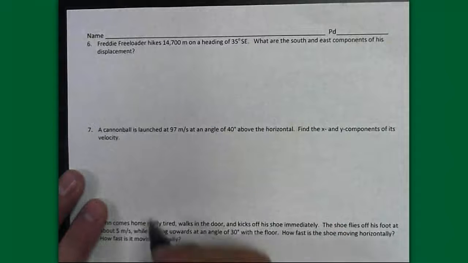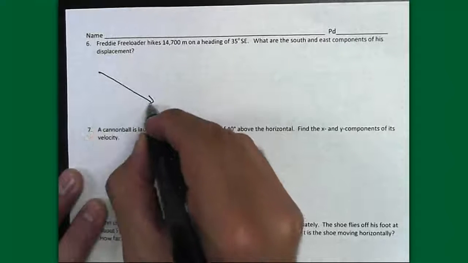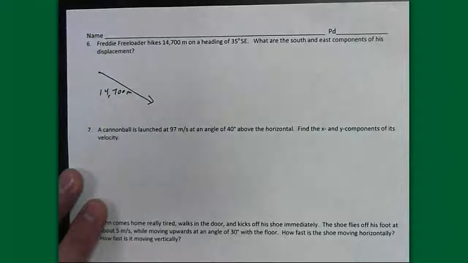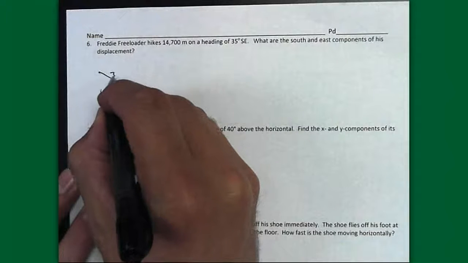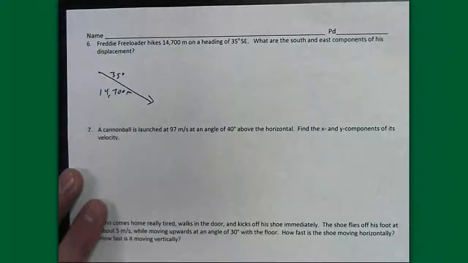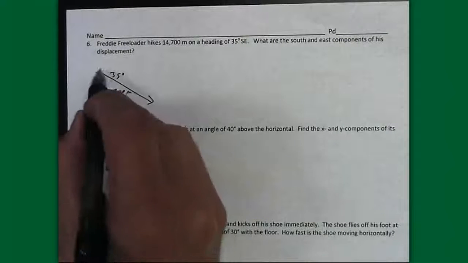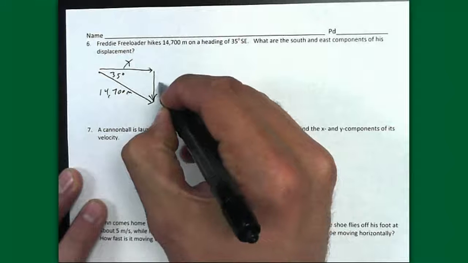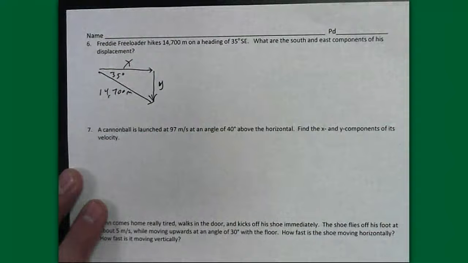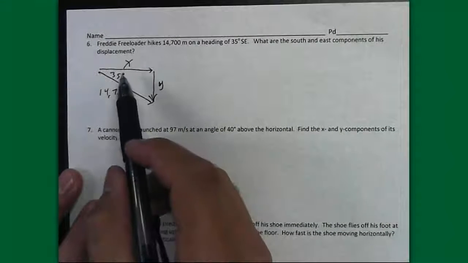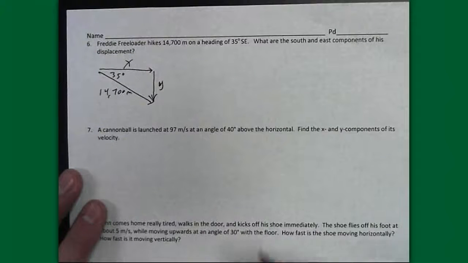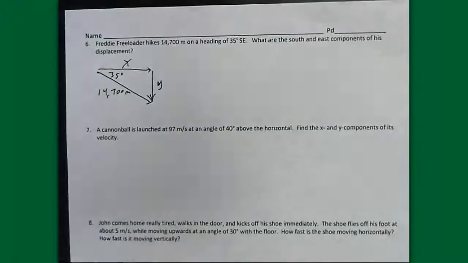I'm going to draw the vector first. 14,700 meters. And it's 35 degrees to the southeast. All right, and my x component will be here. My y will be here. In this case, y needs to be your opposite, x needs to be your adjacent in order for everything we've talked about to be true.